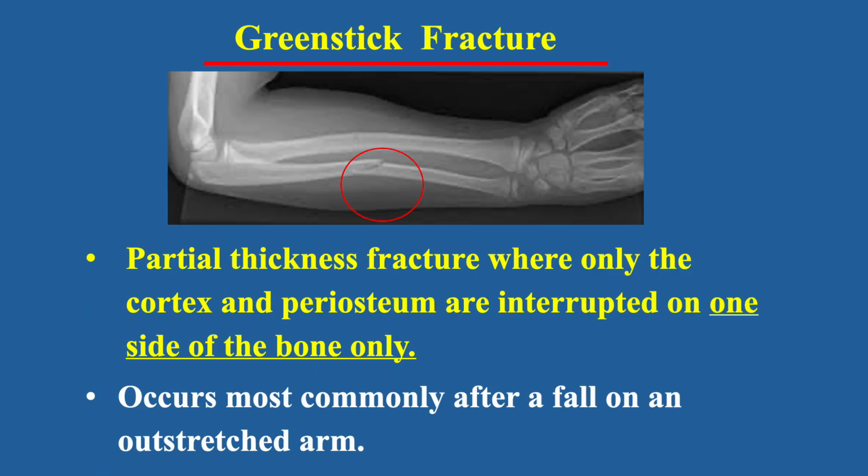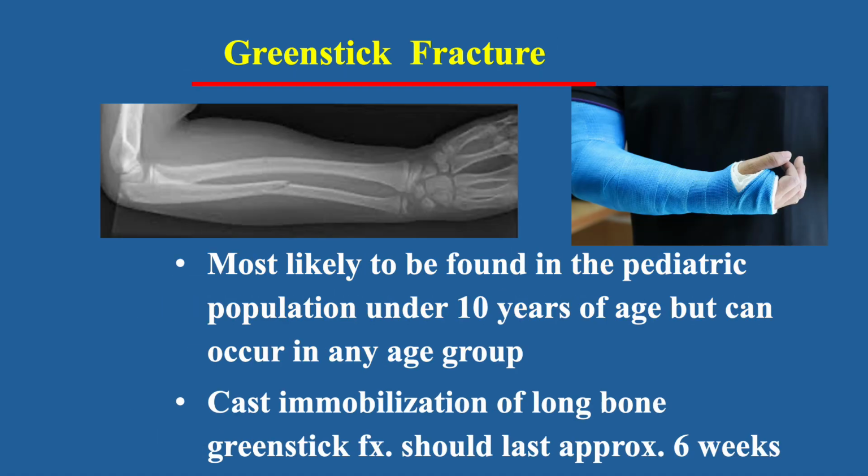A green stick fracture is a partial thickness fracture where the cortex and periosteum are interrupted on one side of the bone only. Green stick fractures occur most commonly after a fall on an outstretched arm. Green stick fractures are most likely to be found in the pediatric population under 10 years of age, but can occur in any age group. Cast immobilization of the long bone green stick fracture should be approximately 6 weeks long.